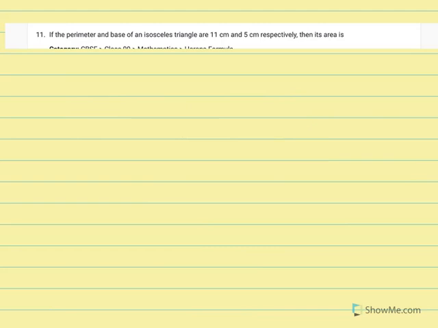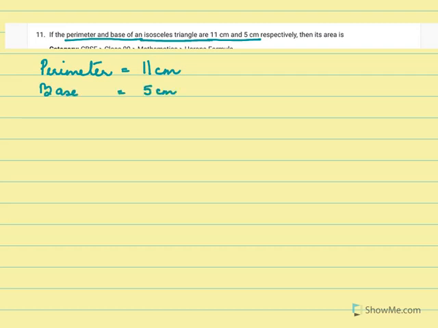The perimeter and the base of an isosceles triangle are 11 and 5 centimeters. Perimeter is 11. And they said base 5 centimeters. Find its area. So if I were to draw this triangle, the base is 5. And these two are equal. I'll put them as x and x because it is an isosceles triangle, they have said.